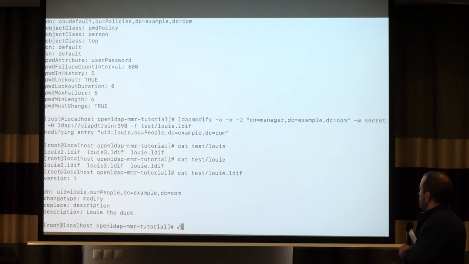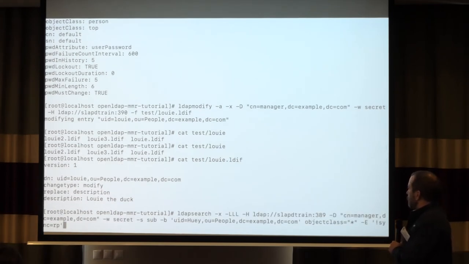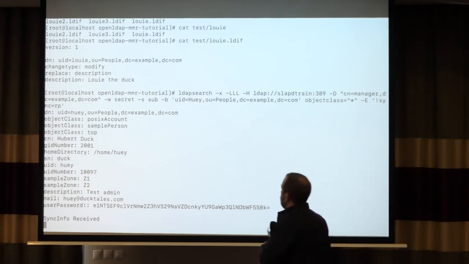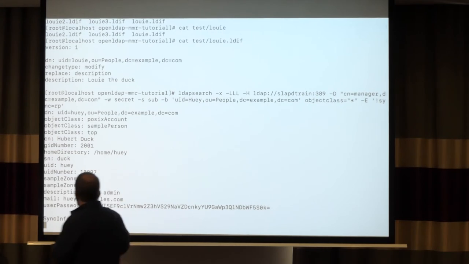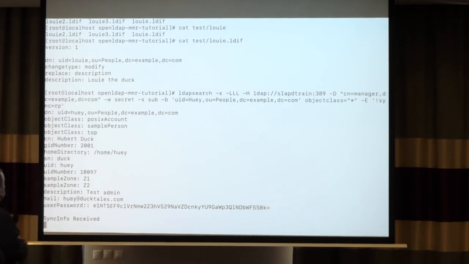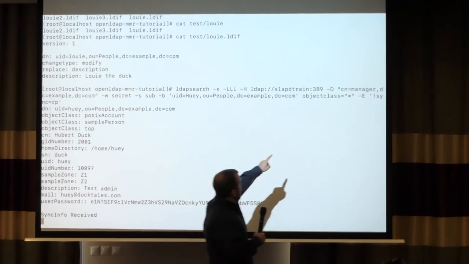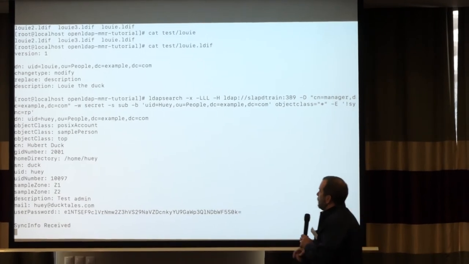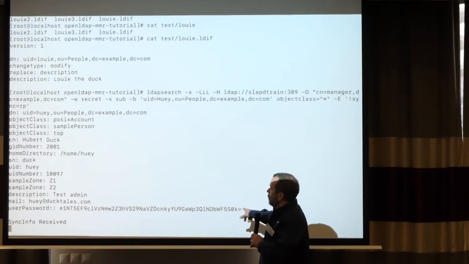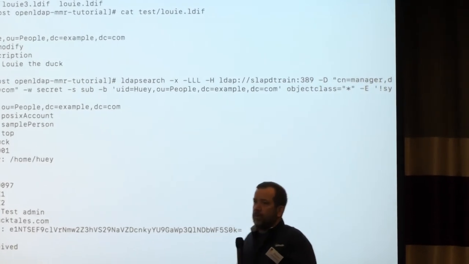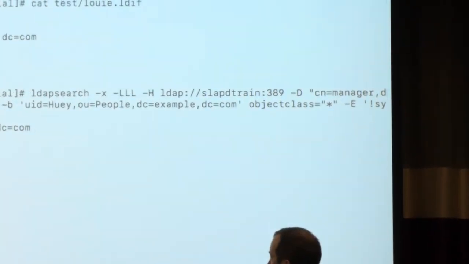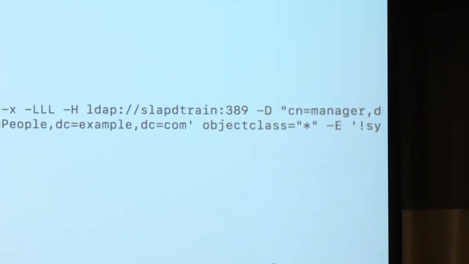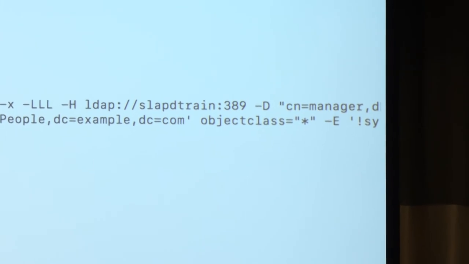That's a changeset search, and we would expect to see Louie. In this search, we're using the dash E switch, which is listening to that particular machine. It's listening to the syncrepl information. And it does not look like your duck got updated on 389. Or did it?